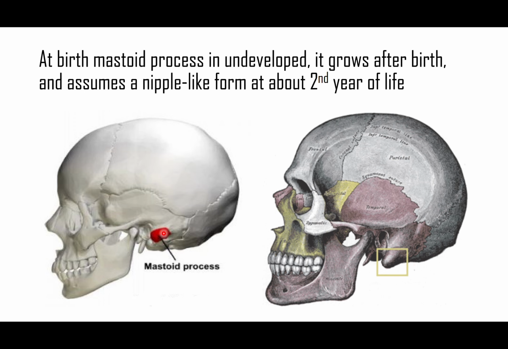Here we can see that the mastoid process is in a nipple-like form, at almost 2 years of age. And here we can see a prominent mastoid process that has almost fully grown. So the second option, that at birth the mastoid process is underdeveloped and it grows after birth, assumes a nipple-like form at about the second year of life and grows later, is totally correct, as we can see in the diagram.